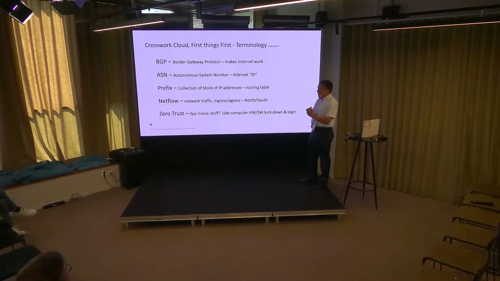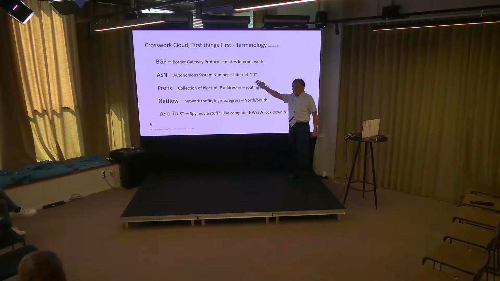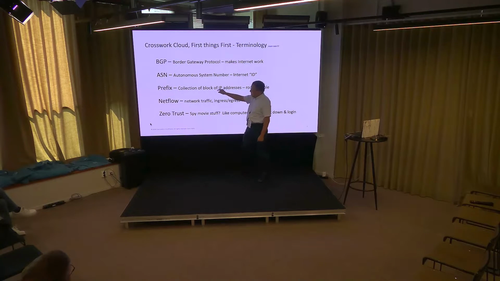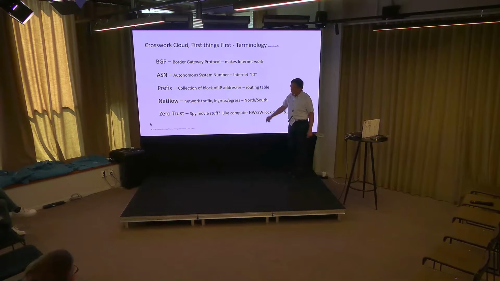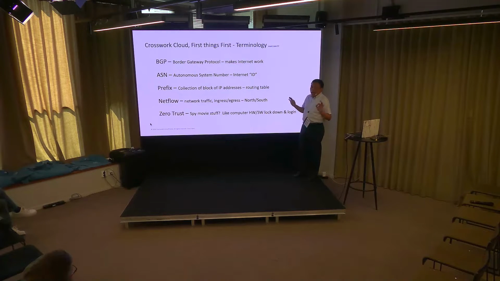I think the things that we're going to cover here are BGP, right? Border Gateway Protocol. Some people like to call it beautiful, gorgeous, and pretty. Anyway, and ASN prefixes, NetFlow, and Zero Trust. And we're going to touch on how Crosswork Cloud can be integrated with Crosswork on-premise solutions. That's how we differentiate ourselves.